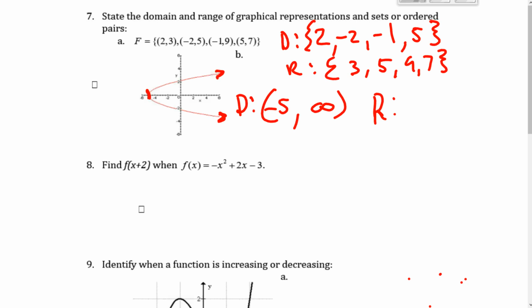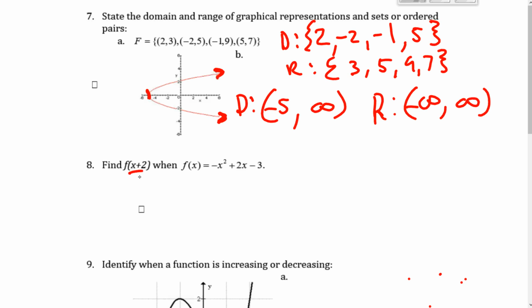My lowest y value, even though this arrow goes to the right, it's also going down as well. So my lowest y value is actually negative infinity. And then this arrow up here keeps going up as well. It just goes really, really slowly upward because it's a square root function. So from negative infinity to positive infinity is my range.